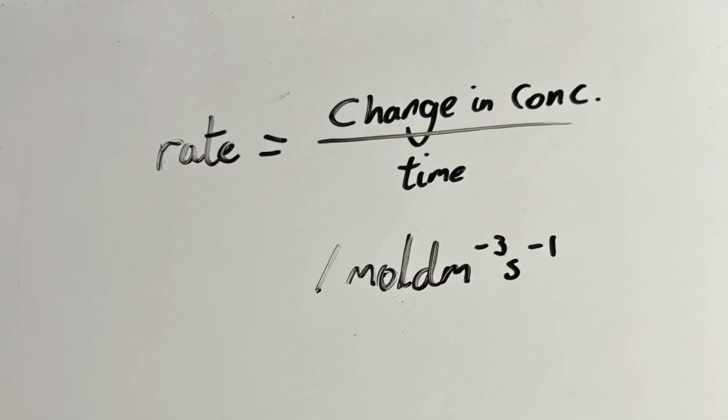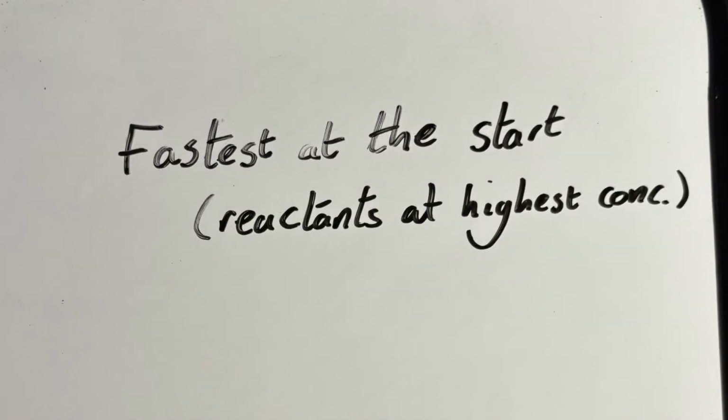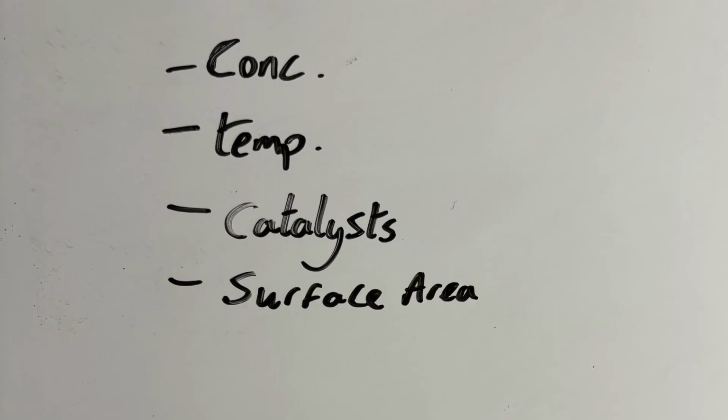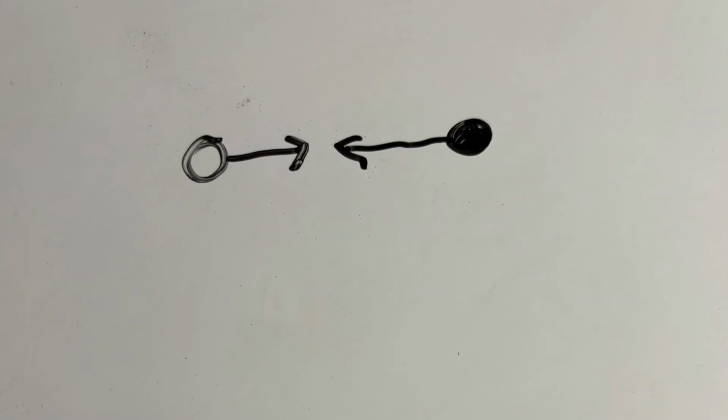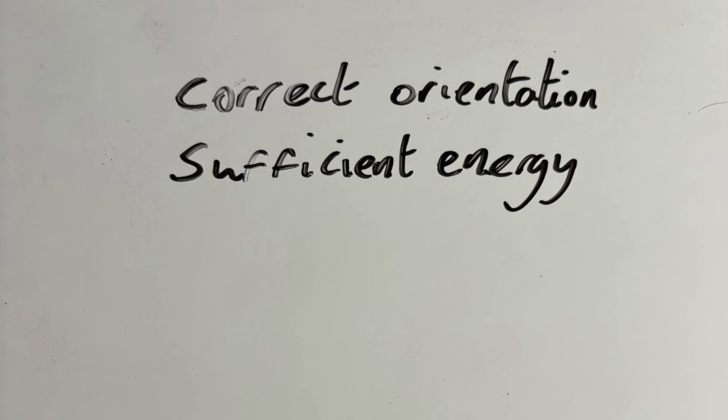Now, the rate of reaction is equal to the change in concentration over time, and it has these units here. The rate is highest at the beginning because all the reactants are at their highest concentration and so react with each other more. There are many ways you can increase the rate. You can increase the concentration, increase the temperature, introduce a catalyst, or increase your surface area. These work because of something called collision theory. For a reaction to take place, two particles need to collide successfully and form a product. But these successful collisions require the correct orientation and sufficient energy.